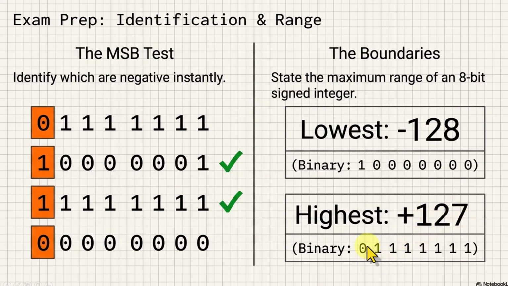So see, that is a 0 for positive, and after that we have gotten 1 1 1 1 1 1 1, which makes 127. So that is just the boundaries. You have to know them by heart, because you will have questions in your exams from this.